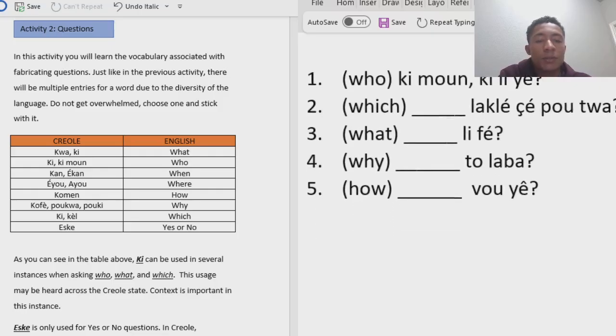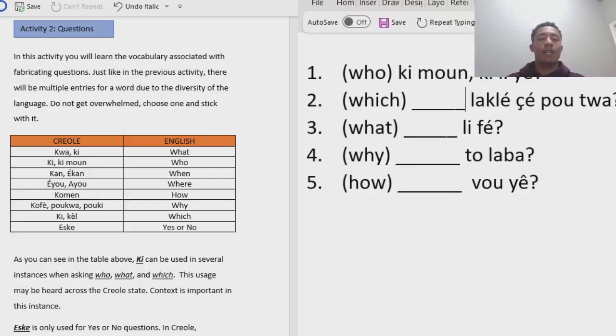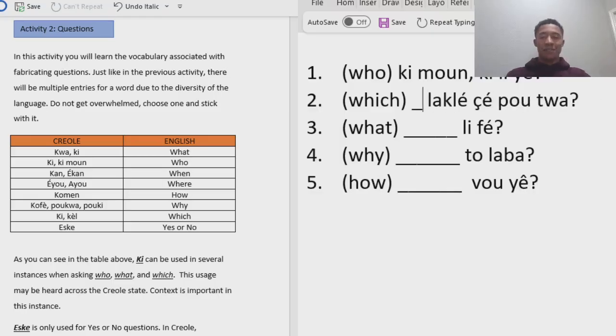Alright, for number two, you have la clé. Blank, la clé, c'est pour toi. Blank key or keys is for you. Also correct. Qui or quel. Qui la clé c'est pour toi? Quelle la clé c'est pour toi? Which keys are for you?